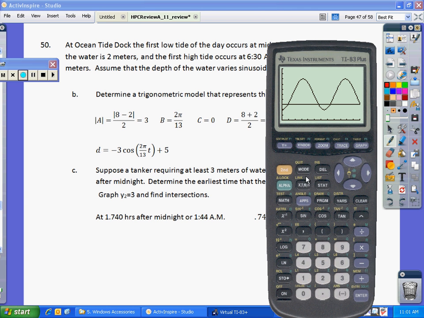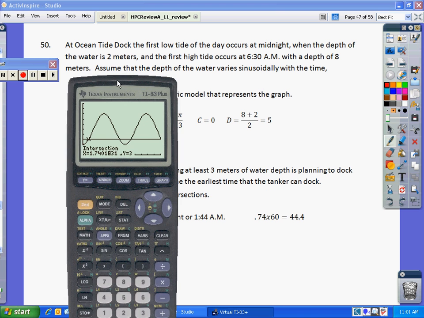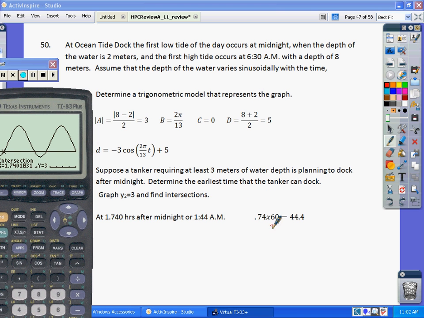So we need to find the first time. So if we go to second trace, which is calc, to the intersection, number 5, and you arrow your cursor over until it gets to approximately where they intersect. Hit enter, enter, enter. And basically 1.74 hours after midnight. Well, to get an exact time, if you take 0.74 times 60, that gives us 44 minutes. So it's about a little after 1:44 a.m.